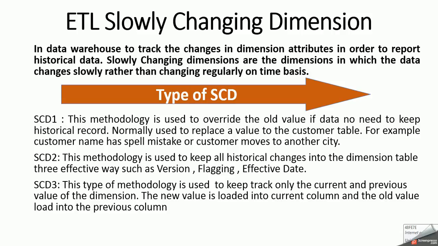And also, I'll show how SCD type 1 works. This methodology is used to override the old value if there is no need to keep the historical record. Normally, it replaces a value in the customer table. For example, a customer name has a spelling mistake or the customer moves to another city. That information we can keep in the data warehouse using SCD type 1.